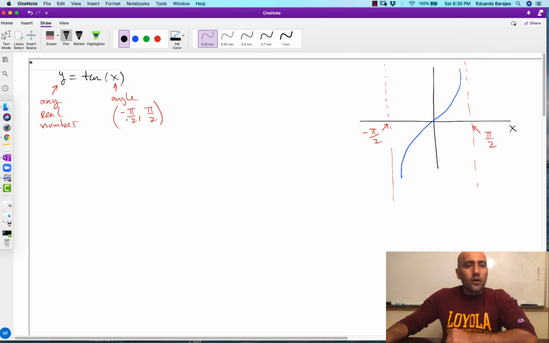Okay, but now if we want to find the tangent inverse, we want to go backwards. Then tangent inverse of y must be equal to x. This is our inverse function.